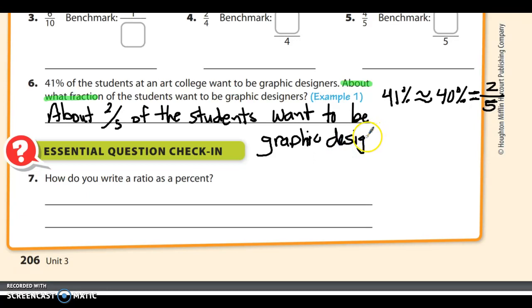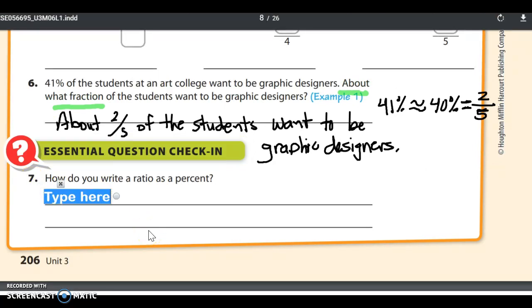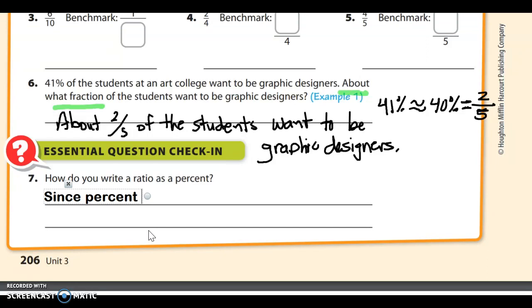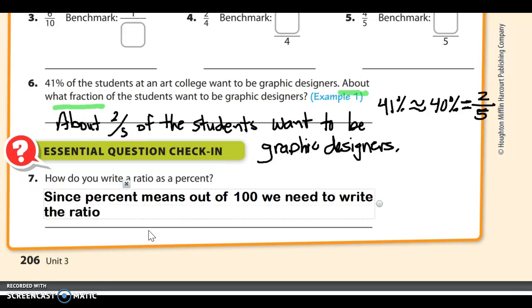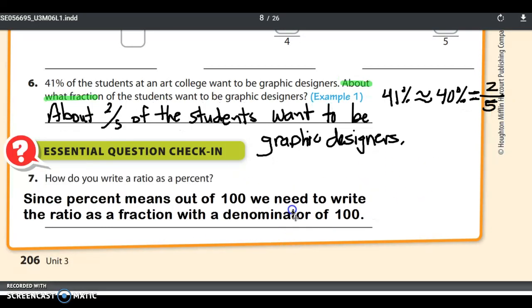Alright, number 7 says, how do you write a ratio as a percent? Well, we want to use our definition here of what percent means. Since percent means out of 100, we need to write the ratio as a fraction with a denominator of 100. That's our goal. And I can even show you the work on this.